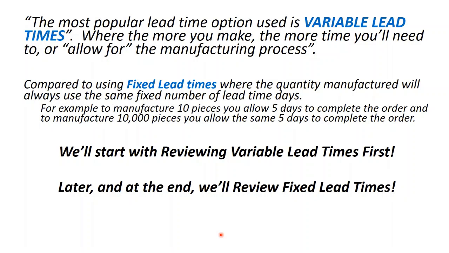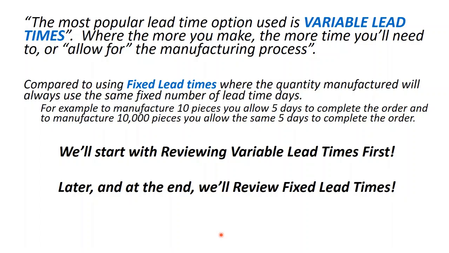The most popular lead time option used, I have to say as a consultant of J.D. Edwards, is variable lead times, where the more you make, the more time you'll need or allow for the manufacturing process. This is compared to using fixed lead times, where the quantity manufactured will always use the same fixed number of lead time days. For example, for fixed lead times, to manufacture 10 pieces, you allow 5 days to complete the order, and to manufacture 10,000 pieces, you allow the same 5 days to complete the order.